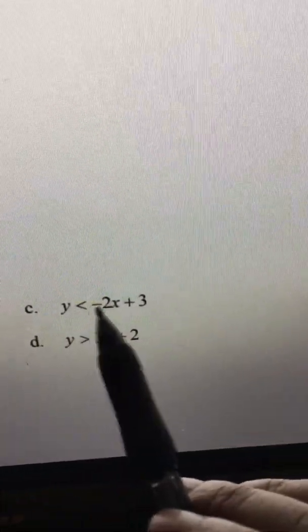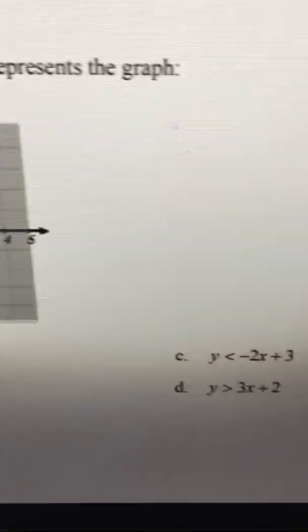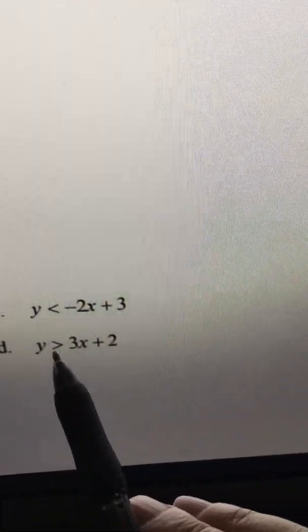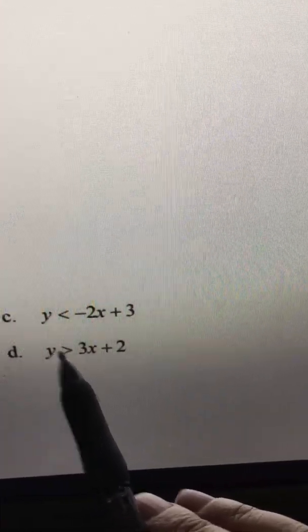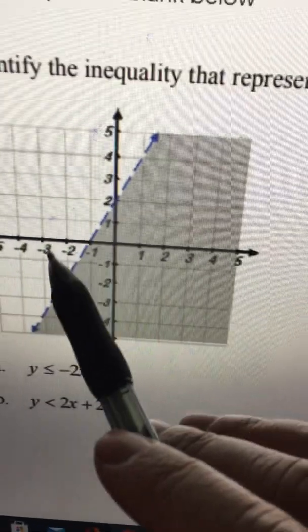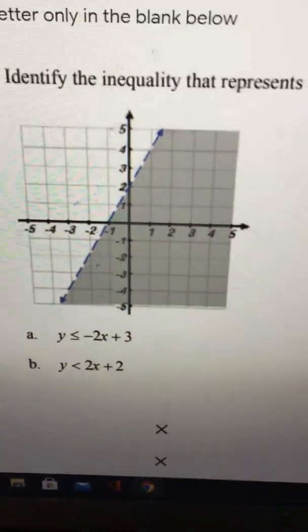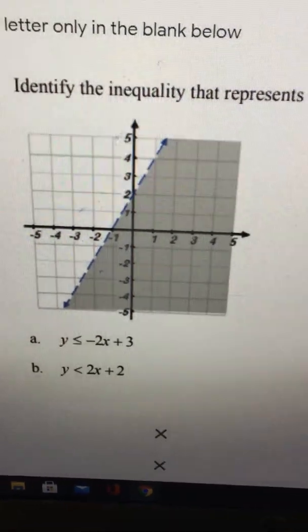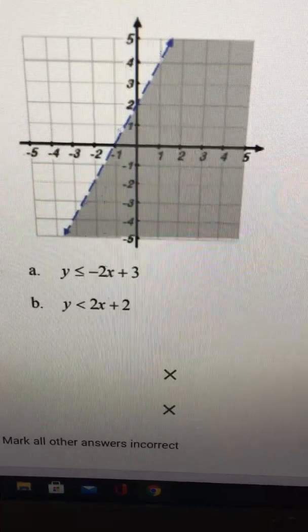This is also shaded down, but it has a negative slope. My line does not have a negative slope, so it's not C. Y on this one is greater than, so that means the y's are going to shade above it. Y's are bigger than the line, and that does not shade above the line. So I think B was the right one on that one. So use your dashed and solid line, and then if it's in y equals format, you can have the shade up or shade down, and then the slope and the y-intercept all need to match.